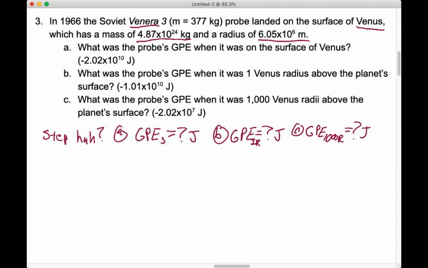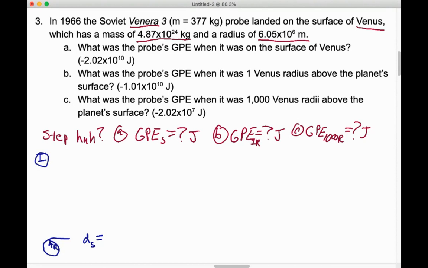So the key to doing this, as often is the case, is to have a good sketch of what's going on. So let's start with a sketch right here. So here's Venus, and there is 1 Venus radius. So in the first problem, we're going to be right here. So the distance we're going to use in part A, D sub S for distance when it's on the surface. So it's not 0 because we're on the surface.